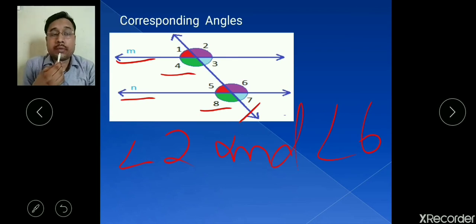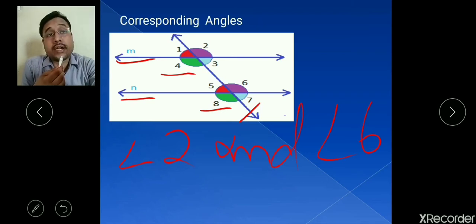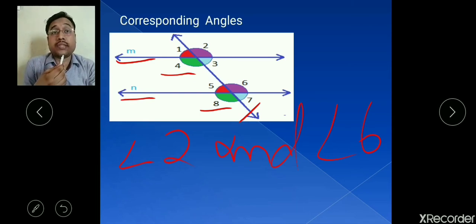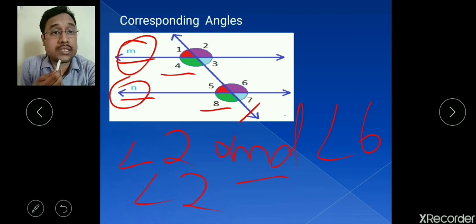Angle 2 is on the upper side of the given lines. Angle 2 and angle 6 are both on the upper side and both lie on the right side of the transversal, you can see. So this way we see the matching corners, or angles which occupy the relative positions at the point of intersection, called corresponding angles. And if the two given lines intersected by the transversal are parallel, that means M and N are parallel, then the corresponding angles are also equal.